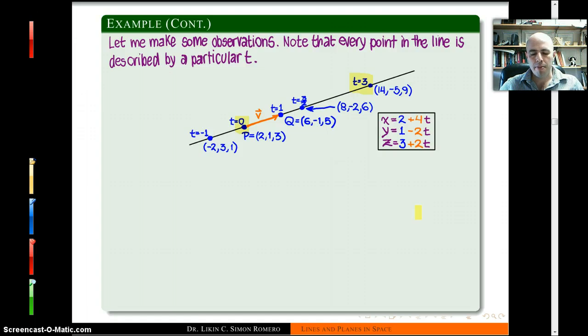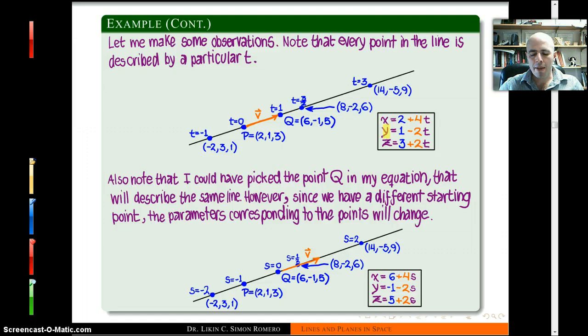Let me make some observations. Note that every point in the line can be described by a particular t. So if you give me a particular t, for example here, t equal 0 gives you the point P, t equal 1 gives you the point Q, and all the other t's give you different points that are in the line. So if you give me a t, this equation is going to give you the particular point.